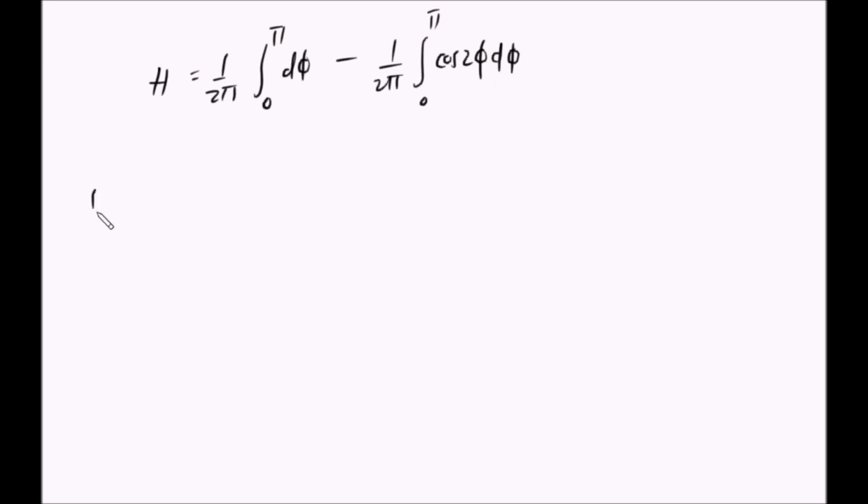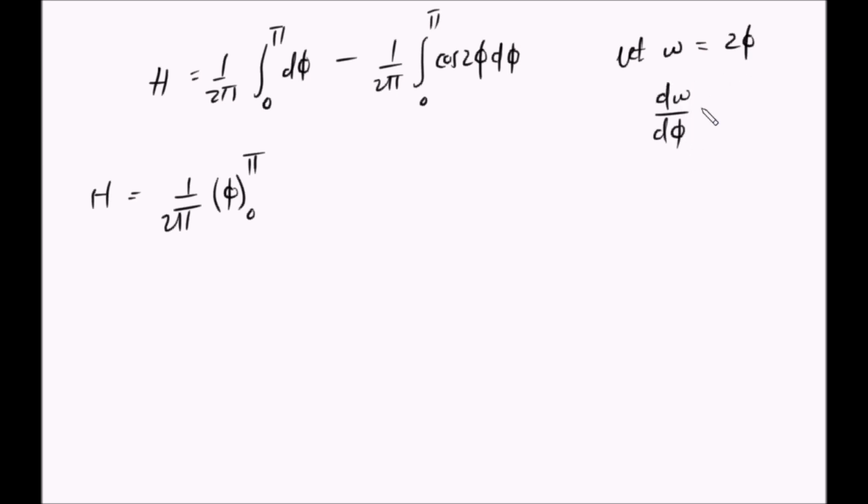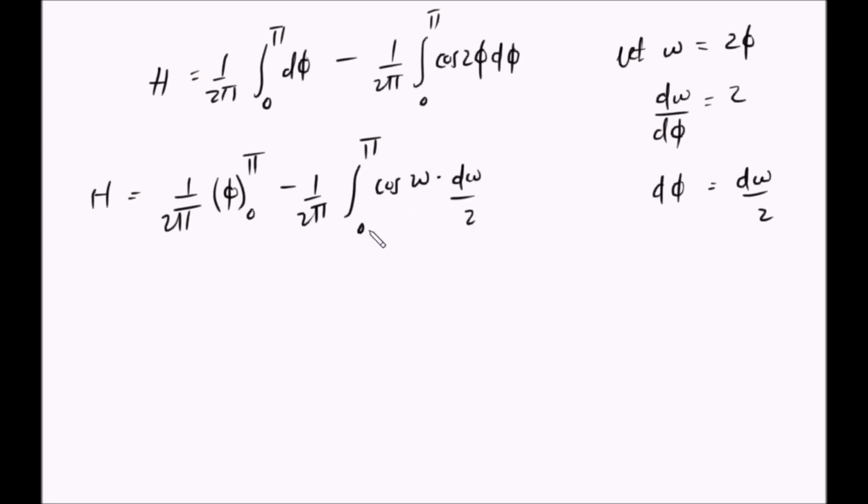So integrating is easy. For the first one, integrate d psi and you get psi. So it's just 1 over 2 pi, so you get psi, from 0 to pi. To integrate this one you will need to use the substitution method. So I'm going to let w be equal to 2 psi. So dw d psi will be 2. If you make d psi the subject, it will be dw over 2. So it will be 1 over 2 pi from 0 to pi. So we have cos w times d psi, which we said is dw over 2. So 2 comes out because it is a constant. So h will be 1 over 2 pi.